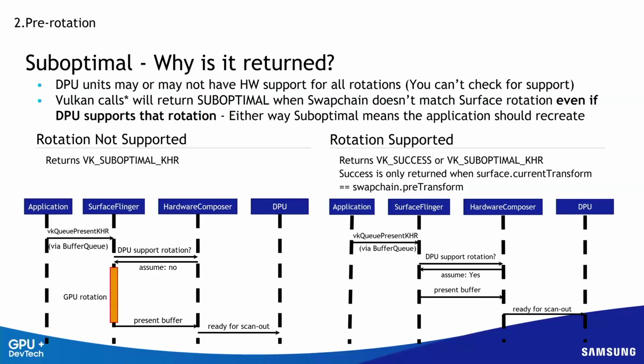When you do vkQueuePresent, there are two options. Either the pre-transform and the current transform match, or they don't. If they match, you're all good. There's no rotation necessary. You've already rotated your image, or you got lucky, whatever. It's just passed through to the display processing unit, and it gets on the screen.